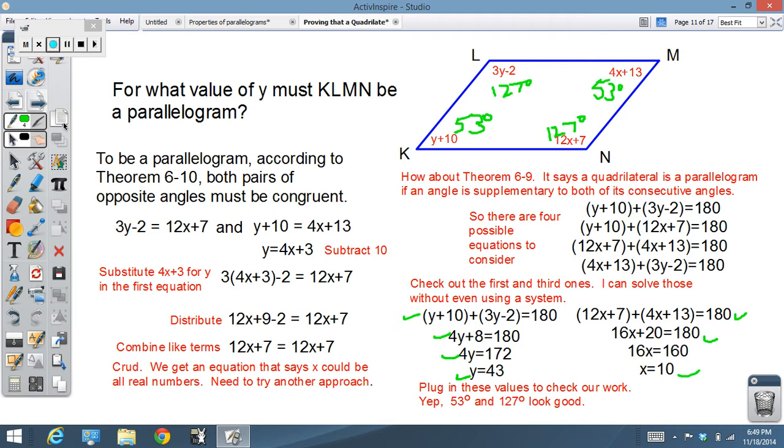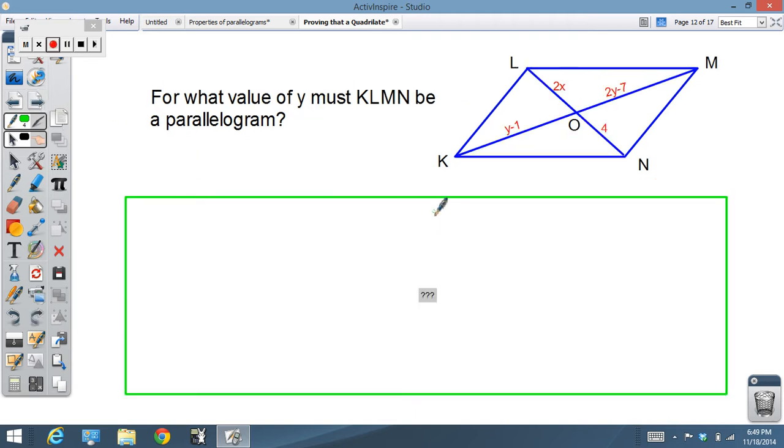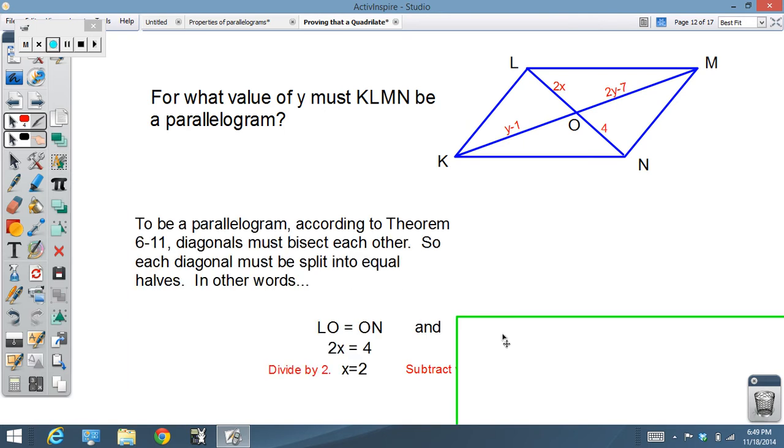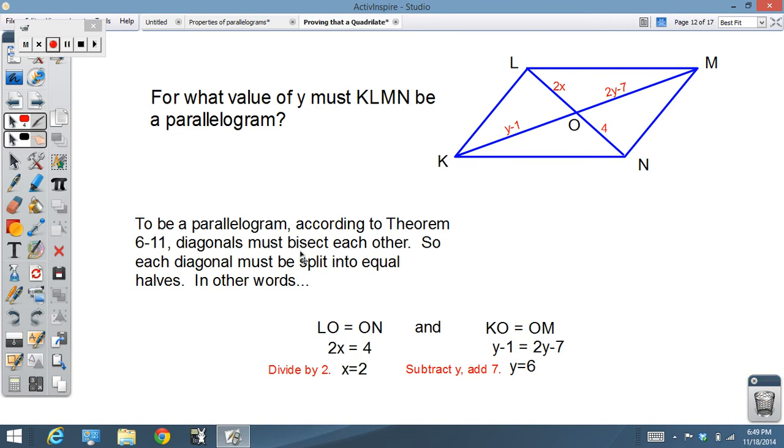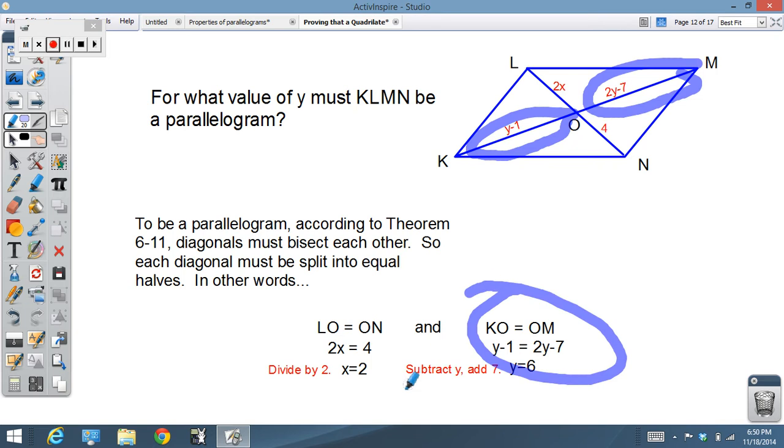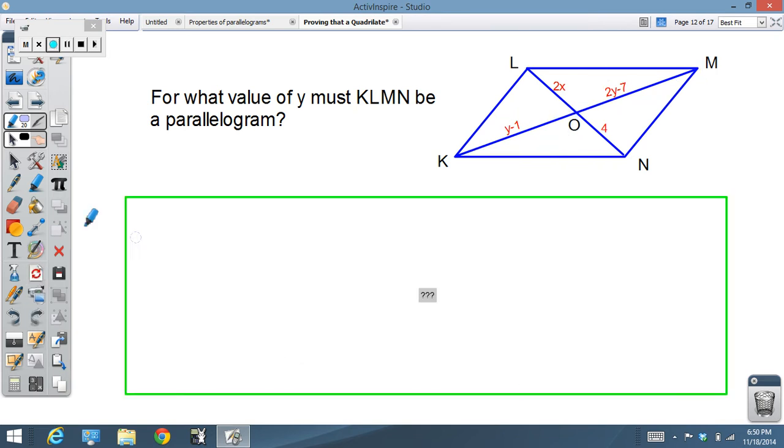All right. Next set. For what value of x and y must KLMN be a parallelogram? Pause. What are you going to use? Which of those theorems? Here we go. I'm choosing theorem 6.11 about the diagonals must bisect each other, which means that LO is congruent to ON, or 2x must equal 4, or x is 2. Also, it means that KO must equal MO, or right here, when you solve that, you're going to find out y is going to equal 6.